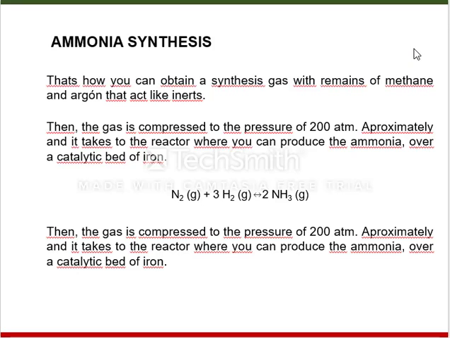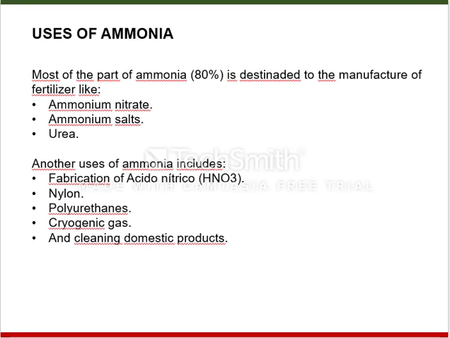Ammonia synthesis. This is the final step to obtain ammonia. That's how you obtain a synthesis gas with remains of methane and argon that act as an inert. Then the gas is compressed to a pressure of approximately 200 atmospheres, and it is taken to the reactor where you can produce the ammonia over a catalytic bed of iron.